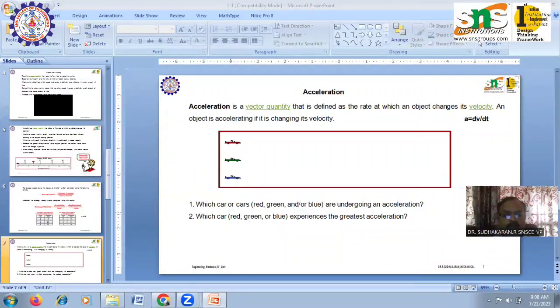Now there is an important case here. There are three cars moving: a car which is red in color, green in color, and blue in color. Acceleration is equal to dv by dt. Which cars, red, green and blue, are undergoing an acceleration, and which car experiences the greatest acceleration? These are the two questions I am putting forward for you to answer.